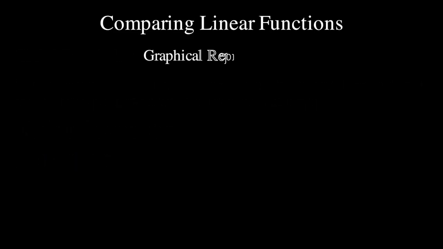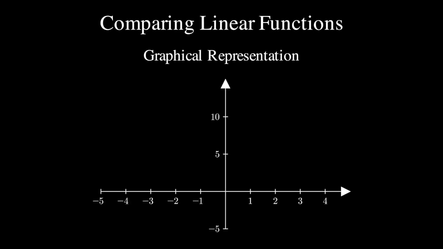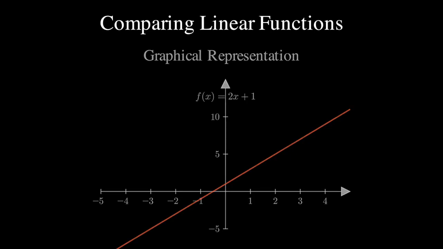Now, let's visualize this function on a coordinate plane. Notice how the line passes through (0, 1), confirming our y-intercept. As we move right 1 unit, the line rises 2 units, showing our slope of 2. This can also be found using the formula for the gradient, y2 minus y1 over x2 minus x1. The red line extends infinitely in both directions, representing all possible input values. The straight line here also indicates a constant rate of change for the function.